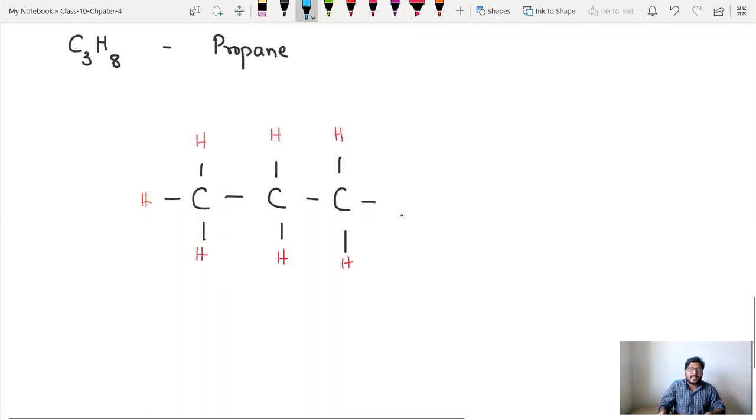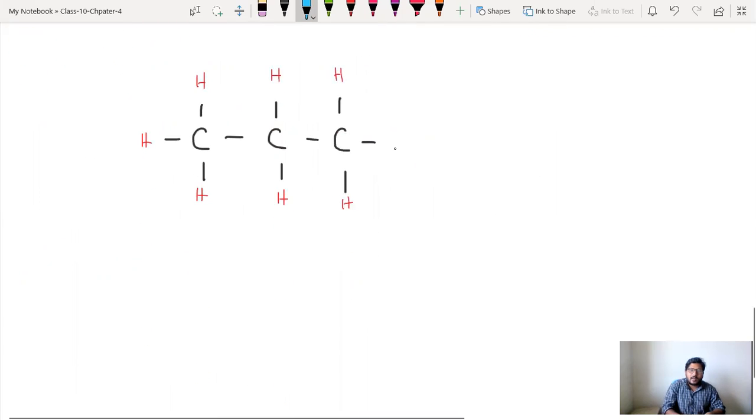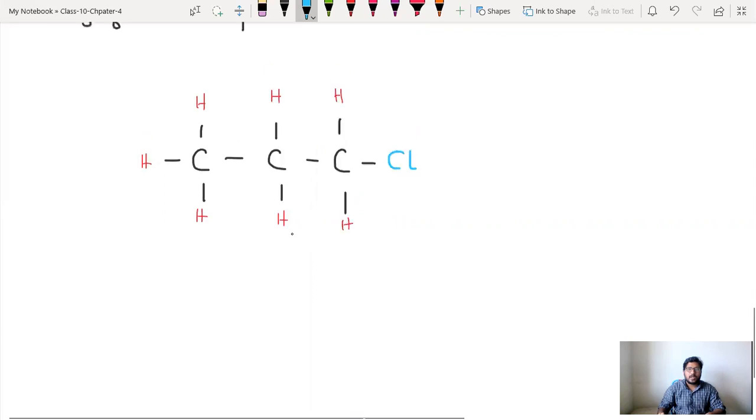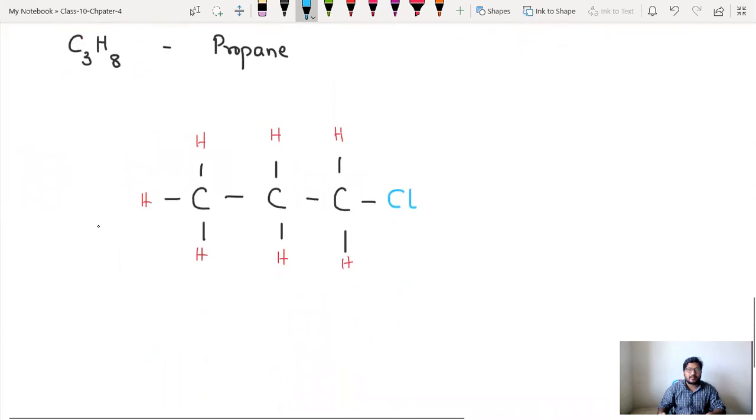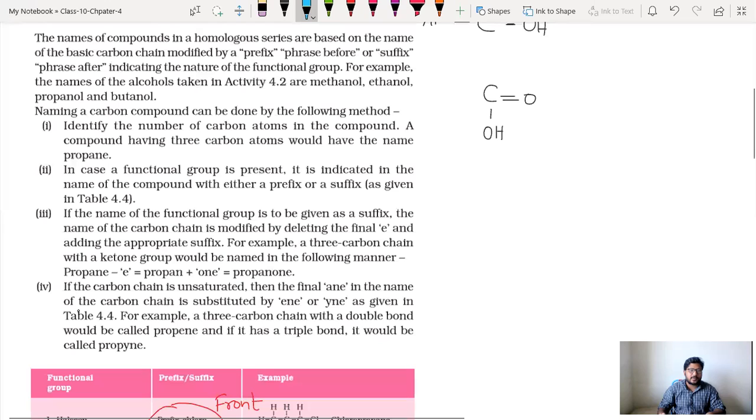Let us take the first one itself, halo. Let us add, bond is already there, add Cl. Cl we have added. Now this is a new hydrocarbon compound, right? Now we have to give a name for that. What is the name of this compound? Now what I told, while you are naming, we have to follow these 4 steps.